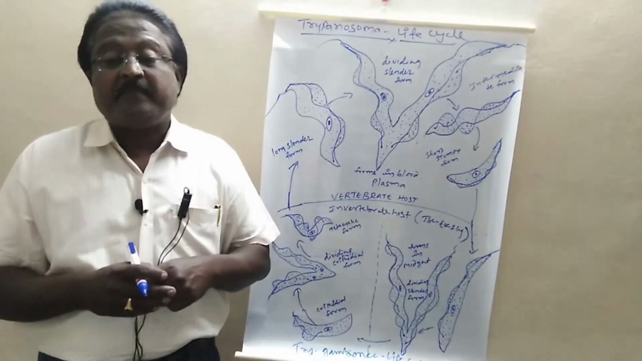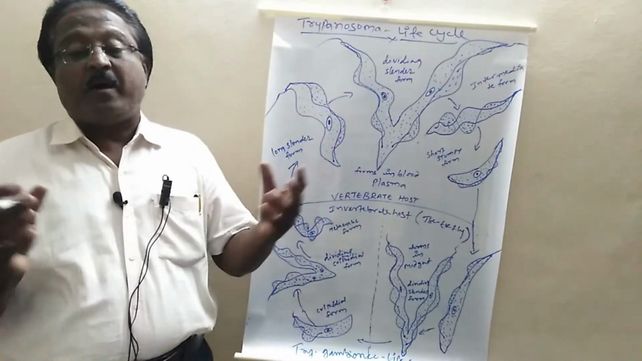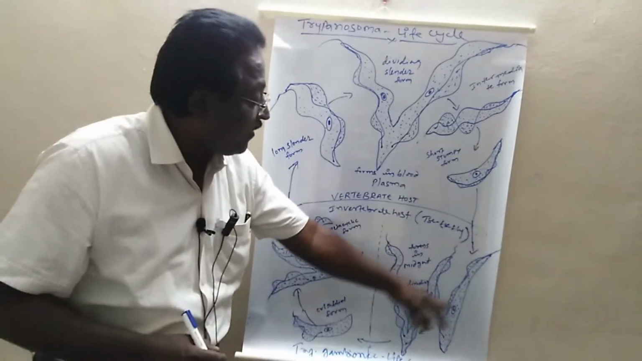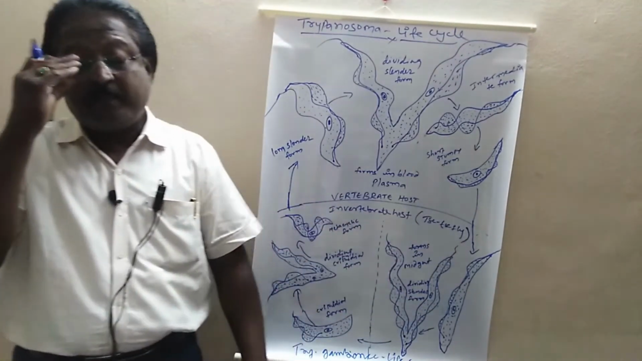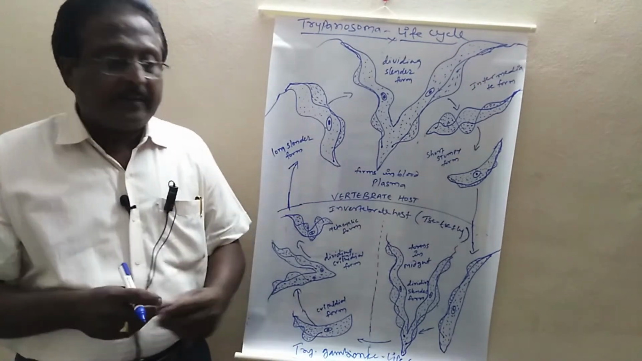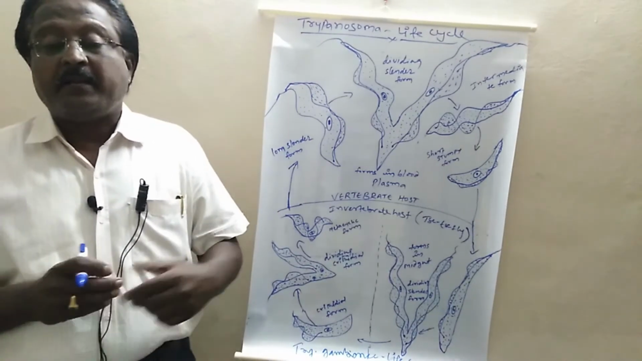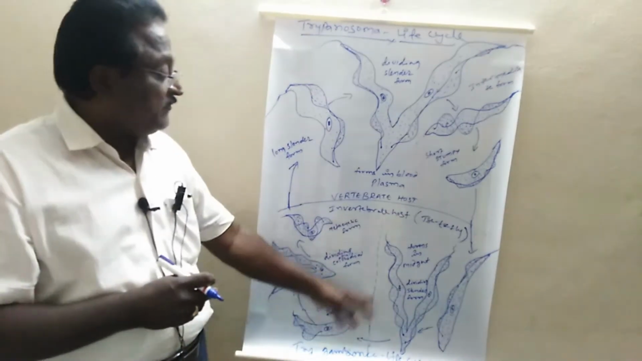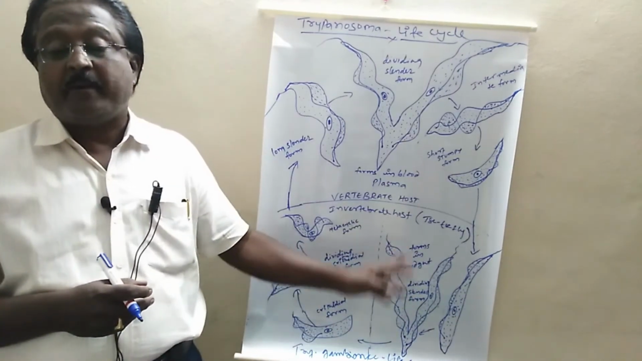In the midgut, it becomes elongated and forms long slender forms like this. Here it enters. Why? Because here it can be feeding, growing, and grows into long slender forms. Here it multiplies by longitudinal binary fission. Here again it will multiply by longitudinal binary fission.